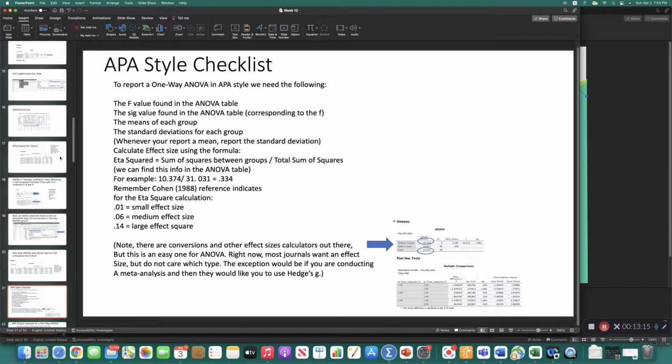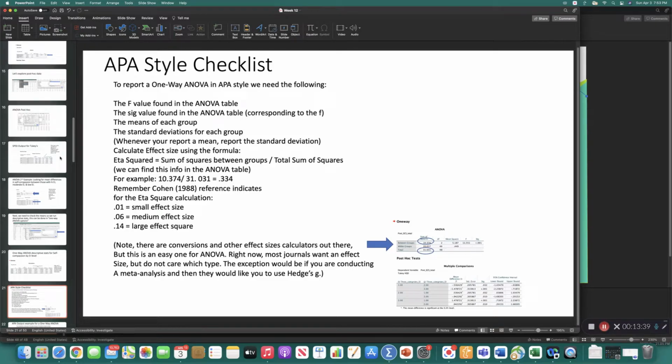11.551. Okay, then we also need the significance value found in the Anova table. So we see where that F is in that first table, the second to last column, F is 11.551. Right next to that, to the right, there's a significance level, which is less than 0.001. So now we have our significance value found and our F value.